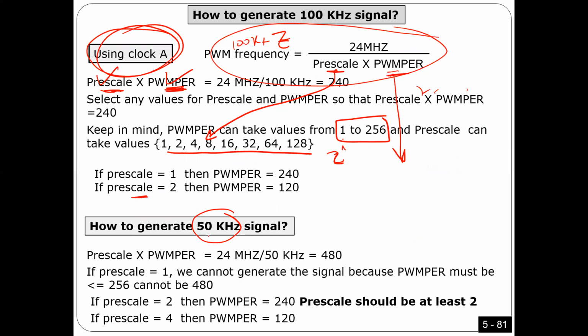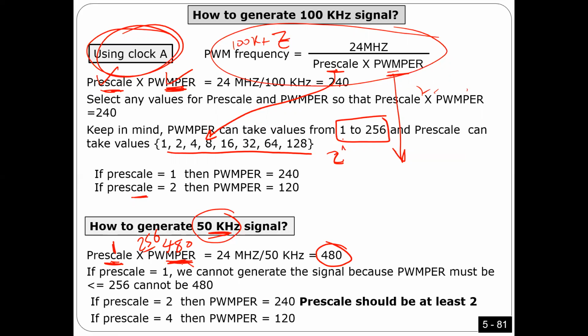So this is another example. If I make it 50 kilohertz, that means the multiplication of prescale times the pulse width has to be 480. Now, some values may not work here. For example, if I put 1 for prescale, it's not going to work, because that means the period has to be 480. It's not going to work because the maximum has to be 256. Is that okay?